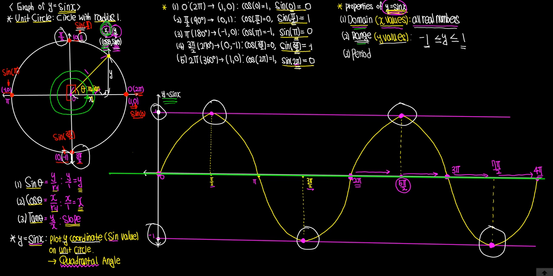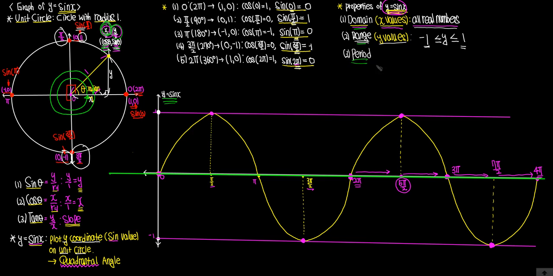Now, when you think about the range of the y is equal to sine x graph, it is exactly the same as on the unit circle, where the y value will be the output of sine when we input the angle rotation, and the angle rotation is the domain inside the graph of y is equal to sine x.